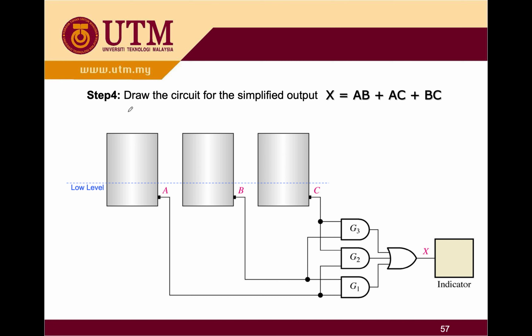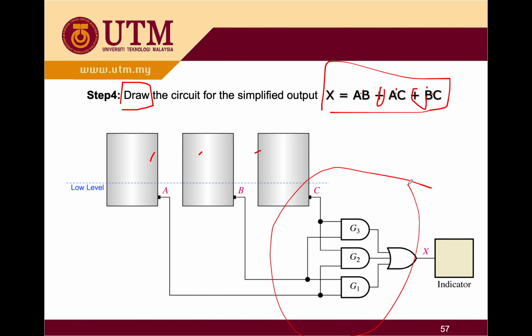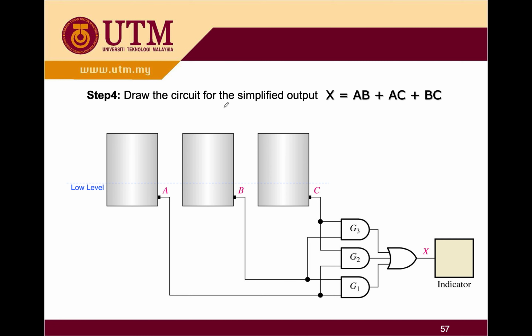Then later on you need to draw the circuit. So this is the Boolean equation and you have three inputs, and you can see that this is A dot B, A dot C, B dot C. So you have three AND gates and you have an OR gate. Your OR gate has the three inputs. So that's why you get this circuit as the combination for your case.